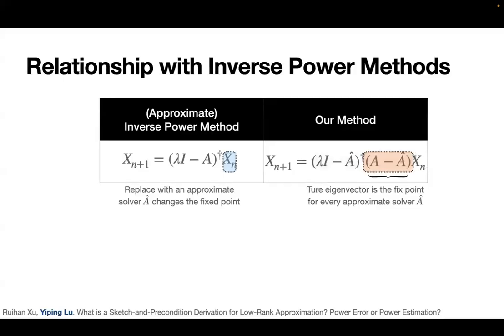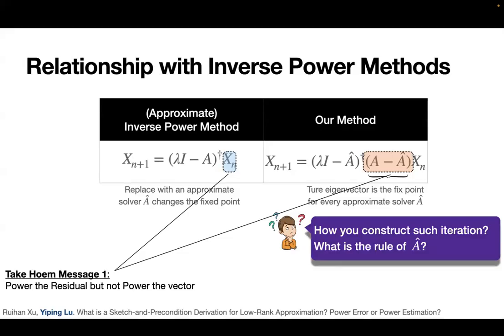The thing is, if you have a good approximation of your approximate solver, it will converge faster. We can prove a similar thing for our algorithm. Okay, so the first take-home message is that because we are doing debiasing, you should follow the gradient times Taylor expansion result. So you should power the residue, but not power the vectors.